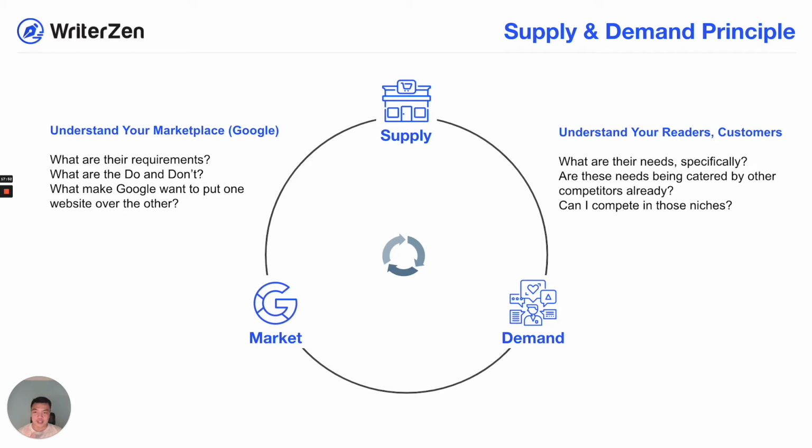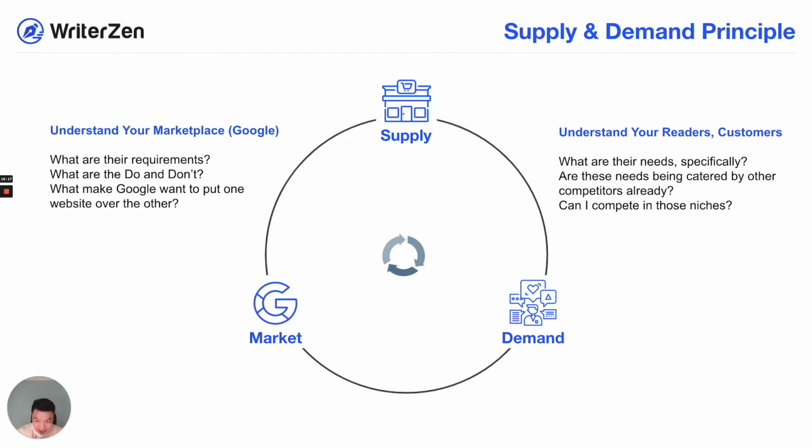The first is you have to understand your market. You have to know who you are dealing with. You have to know how the market has evolved all the time. What do they require? What are the requirements? What are the dos and the don'ts? What are the guidelines? If you want to function on the market, you have to know the guidelines. What makes Google want to put one website over the other on the search engine? And that's your job.